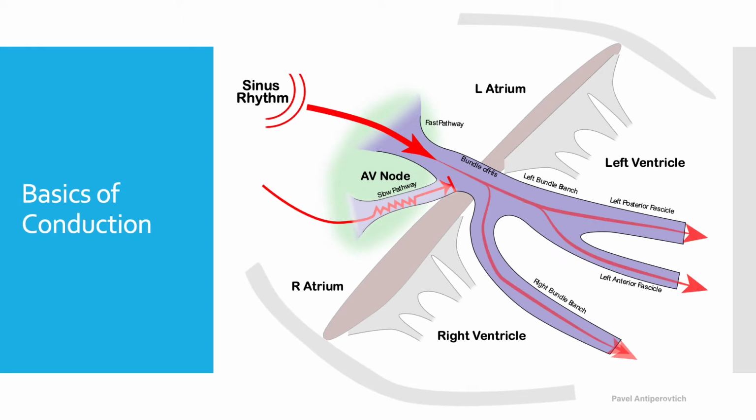In individuals with more than one pathway within the AV node, what we call dual AV nodal physiology, conduction during sinus rhythm generally takes place down the fast pathway. The slow pathway is often engaged, but by the time the signal reaches the common pathway, it's already depolarized, and the slow pathway is of no consequence, and the person continues to live free from arrhythmia.